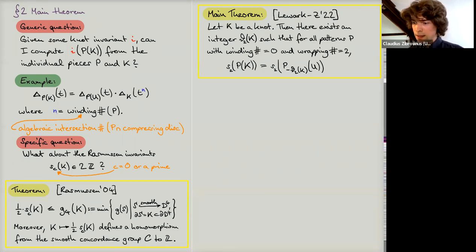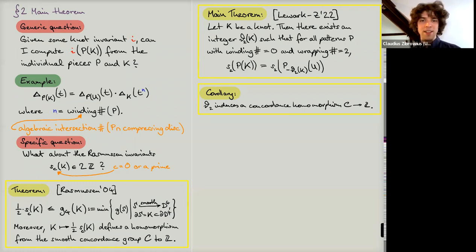Let's look at an example. First, a corollary. Why is this interesting? A formal argument, which I'll explain later on, shows you that this integer invariant θ2 of k is interesting. It defines a concordance homomorphism, and as we will also see, this concordance homomorphism is different from the Rasmussen invariant.